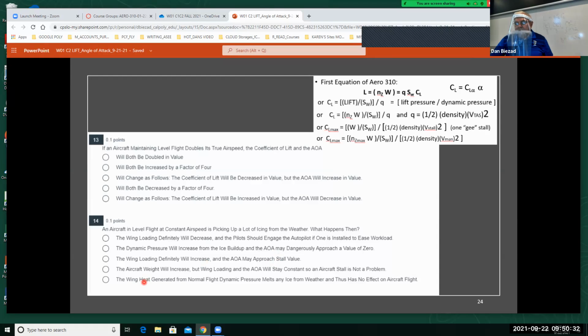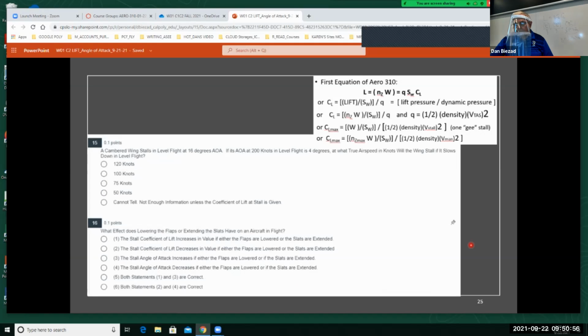Let's take the next one. Aircraft weight will increase, but wing loading will stay constant. You know that's wrong right there. The wing heat generated from normal flight dynamic pressure melts any ice from weather and thus has no effect on aircraft flight. Well, that is definitely wrong. You can ice almost any time. You get into cold, humid air, you can ice up, even with temperatures above 32 degrees.